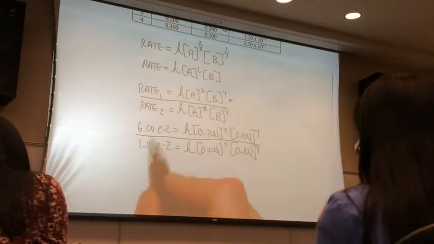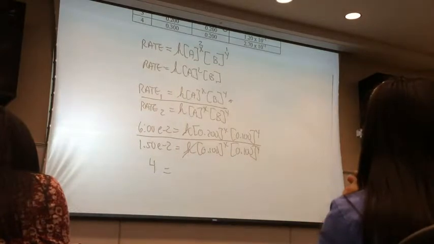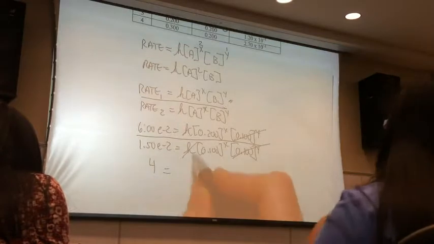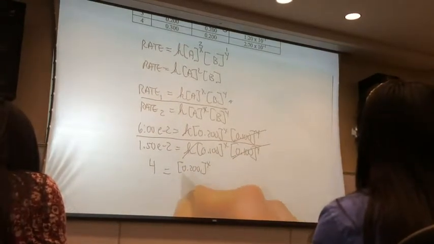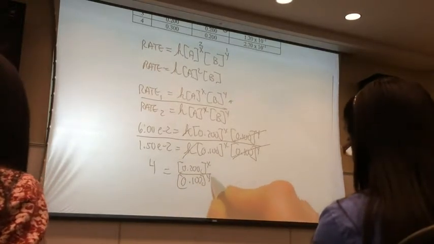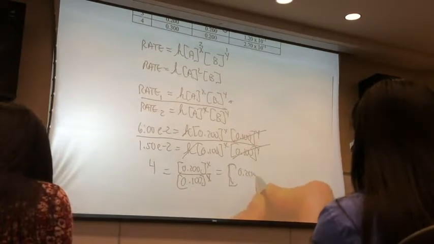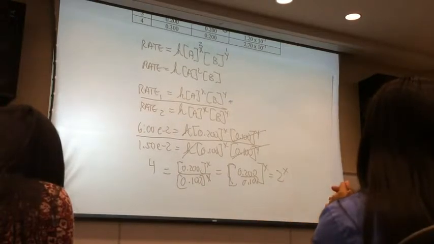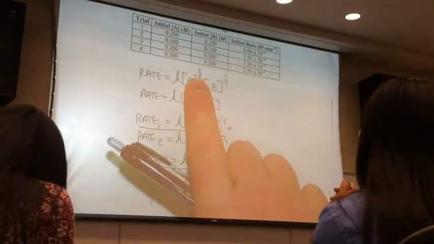Well, this works out really easy. This divided by this is 4. K divided by K is 1. 0.1 to the Y divided by 0.1 to the Y is 1. So now I'm left with 0.2 to the X divided by 0.1 to the X, which is equal to 0.2 divided by 0.1, to the X, which is equal to 2 to the X. So what value of X makes this true? 2, which is what we got there.